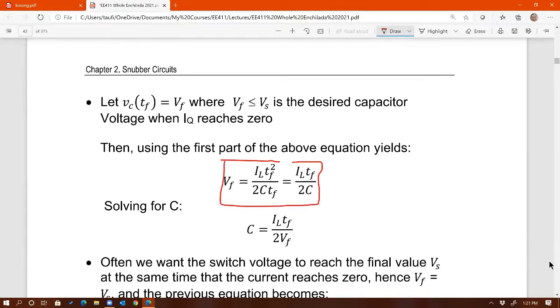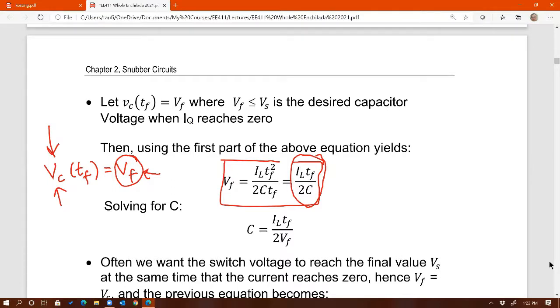Keep in mind that the criterion is that I want to specify how fast the capacitor voltage rises, by determining this voltage right there. Let's call it VF. So you have to provide VF. That's known, that's given. Once you have the equation for VC, plug in TF into that equation, and you get this equation, and set it equal to VF, because that's equal to VC of TF.